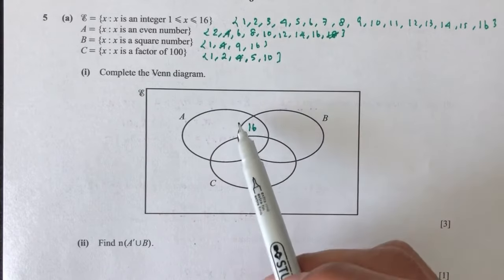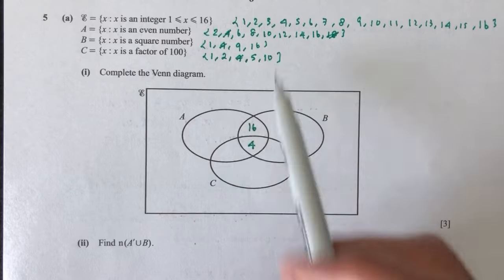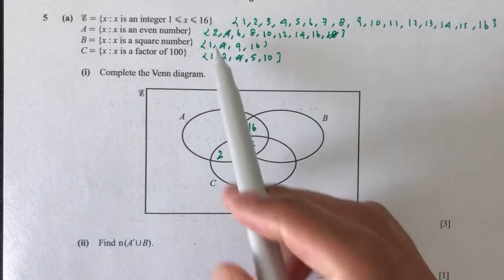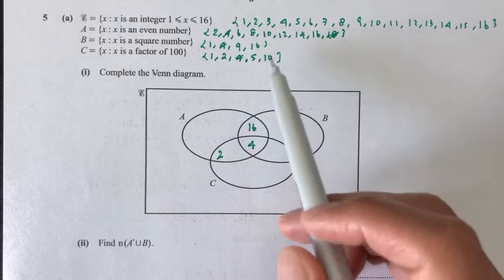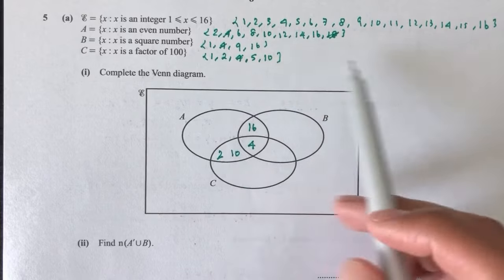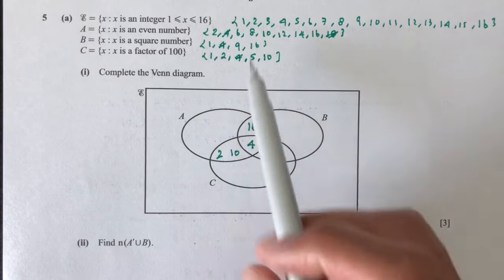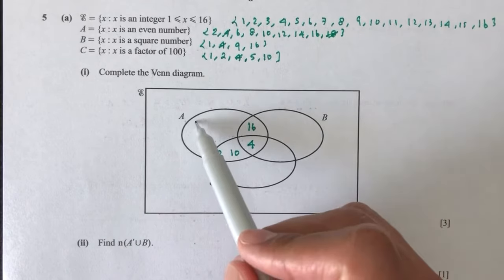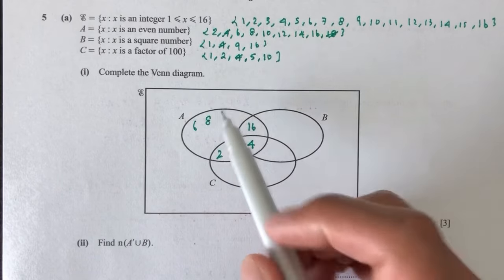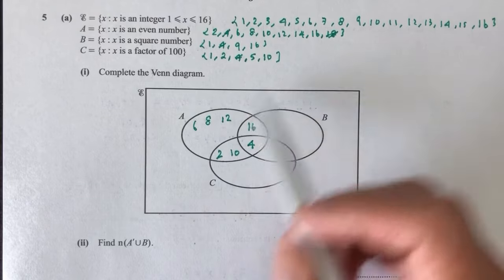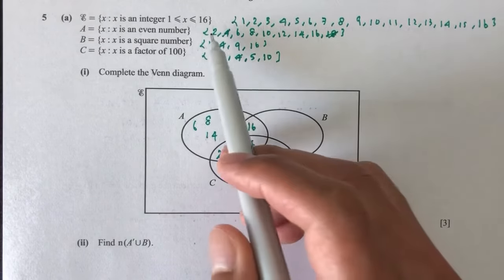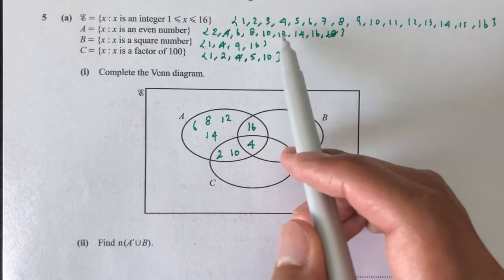So now we can write what is common between A and C. A and C, we have 2 is common, and we have 10 is common. And that's it for A and C. Okay, so the rest will be here. So what will be here? 6, 8, we have 12, we have 14. So 1, 2, 3, 4, 5, 6, 7, 8.